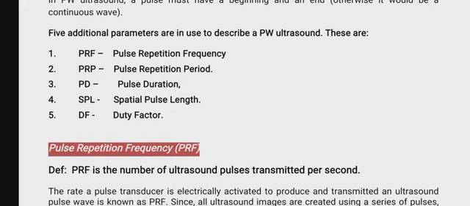So we're going to look at 5 parameters used to describe pulse wave ultrasound, and these are pulse repetition frequency, pulse repetition period, pulse duration, spatial pulse length, and duty factor. All these are very important and are actually working in your machine without your express knowledge, or without you having to think about it. And if you are a student preparing for exam, all these are very important for you to take note of.